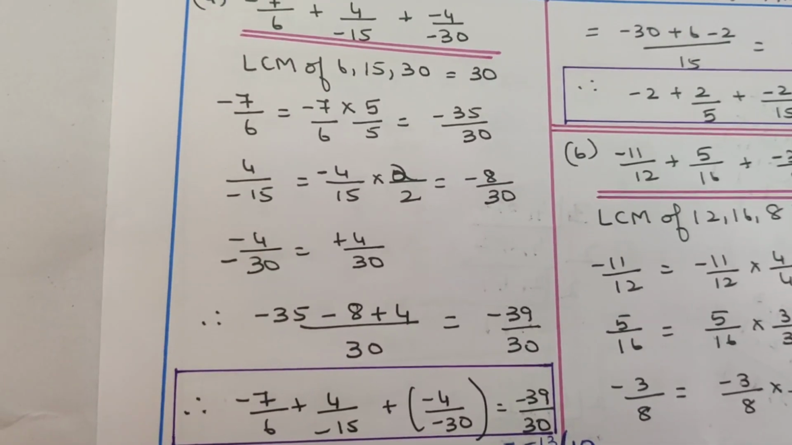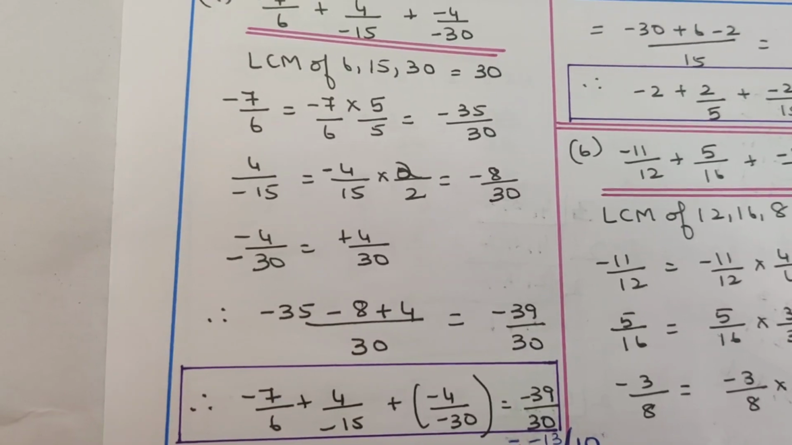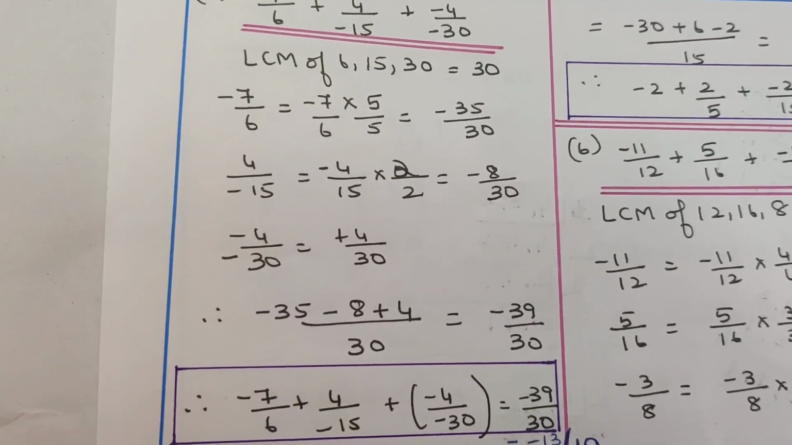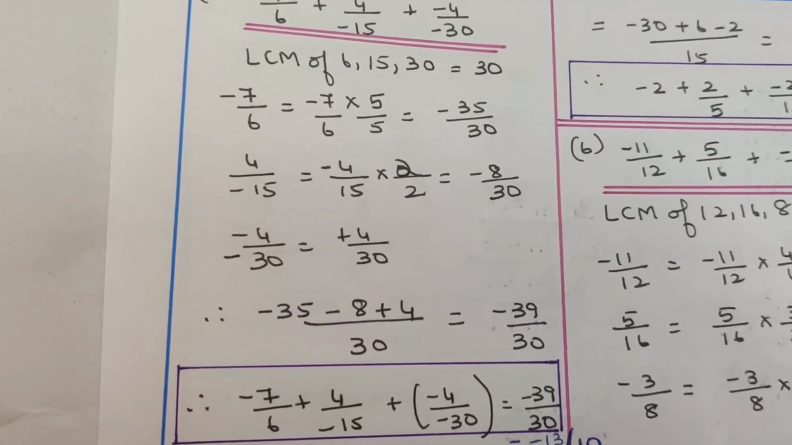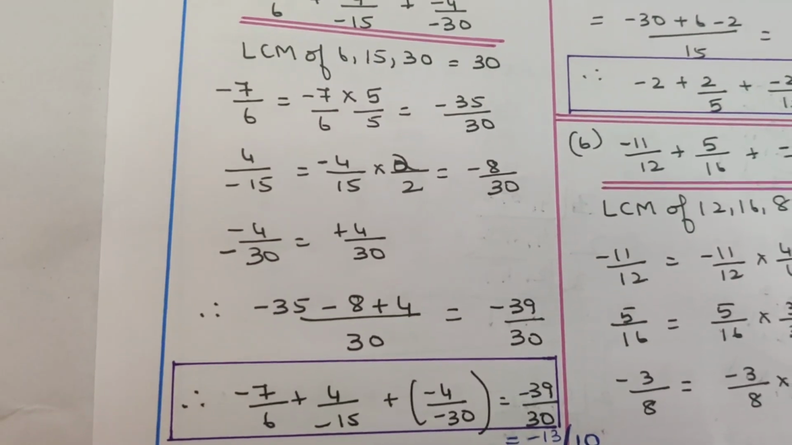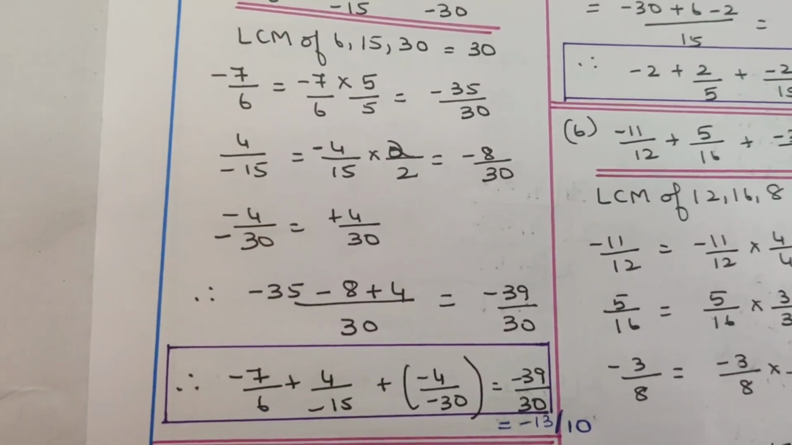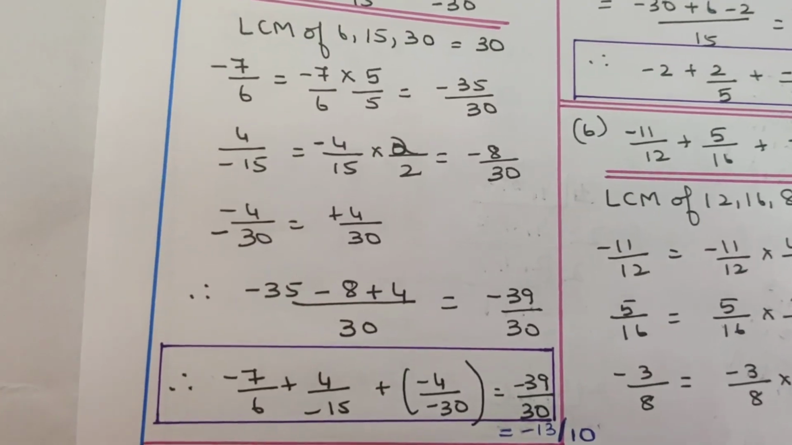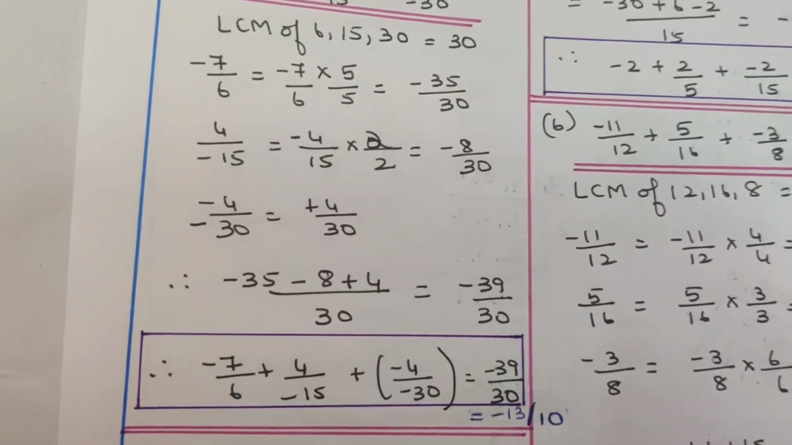I repeat, the concept here is to just find the LCM, convert all the numbers to the common denominator, and then go ahead and solve the expression that they have given. It's pretty simple, guys, if you understand this concept. All the sums are based on the same concept.